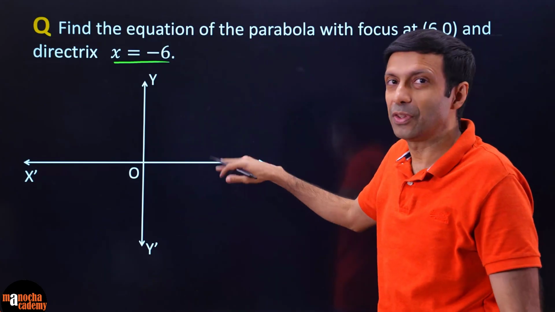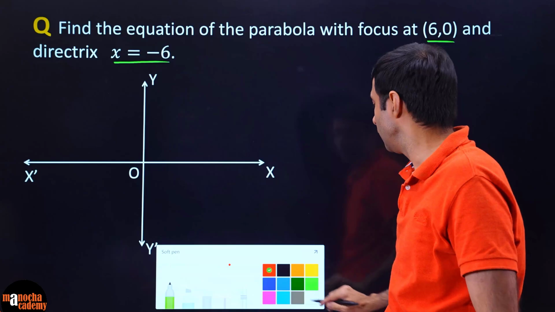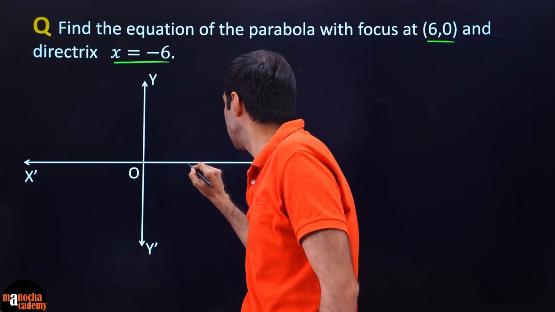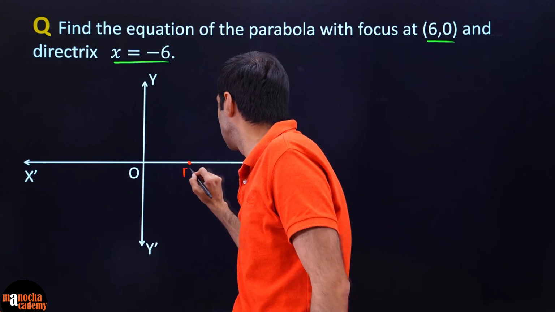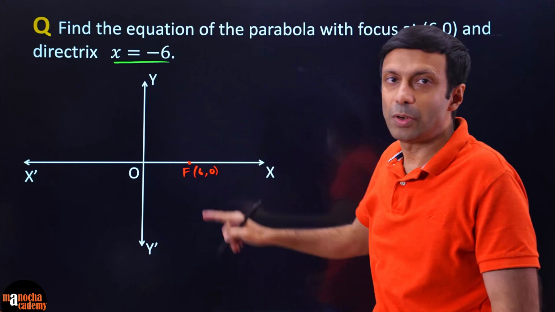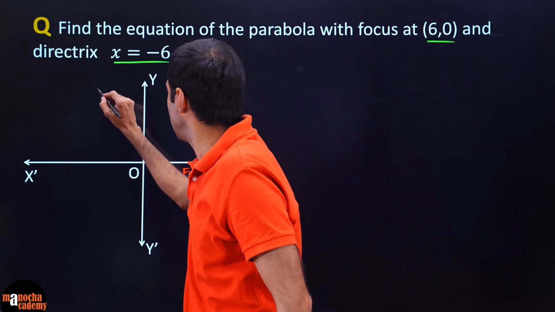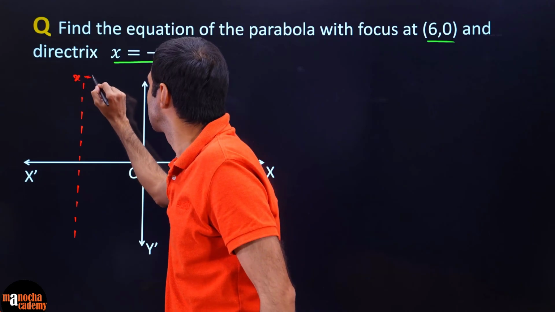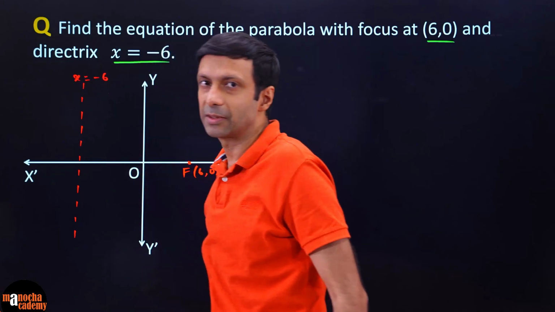Okay, so here we have the coordinate axis. We have been given that the focus is at (6, 0), so let me mark it here. This is my focus at (6, 0). The directrix will be on the opposite side. So it says x equal to minus 6. So somewhere here, this is my directrix, x equal to minus 6.